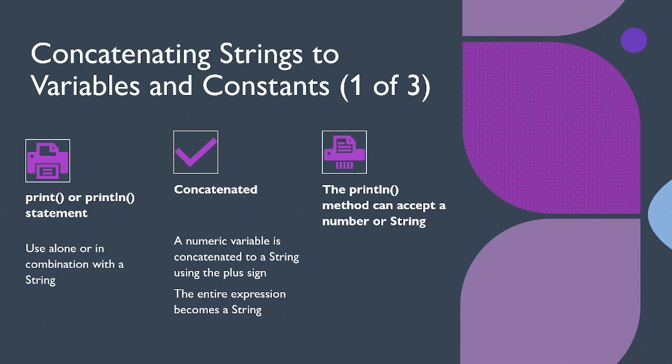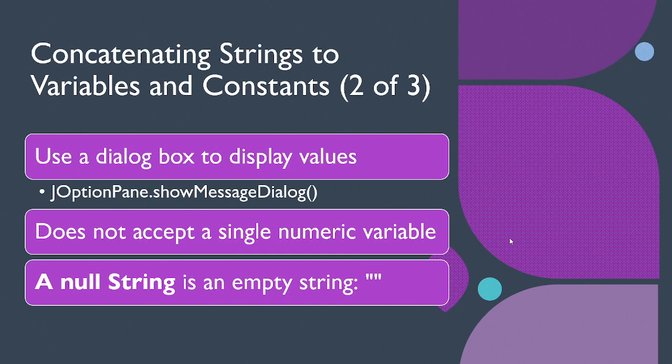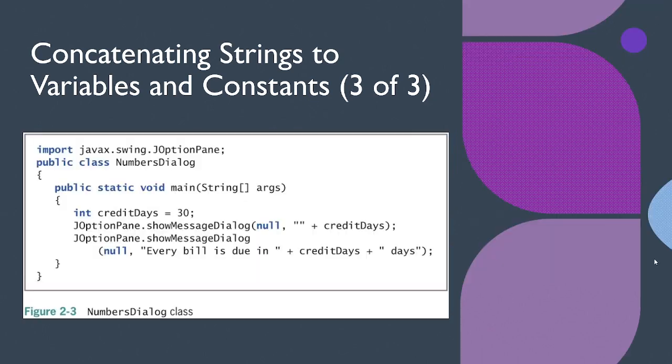The print and print line statement can accept a number or a string because it does that in the output stream. If you want to use a dialog box to display values, you can use JOptionPane.showMessageDialog. It does not accept a single numeric value, and a null string is an empty string. We're going to show that in a second. This is what this code would look like using JOptionPane. I'm going to use something similar to that right now, and we're going to look at how this looks.